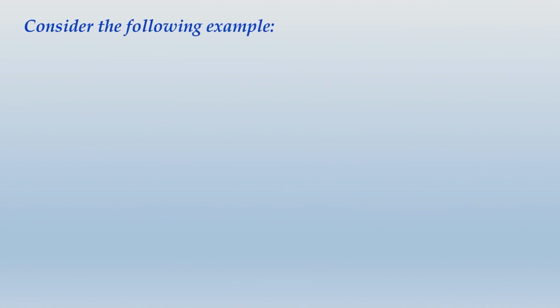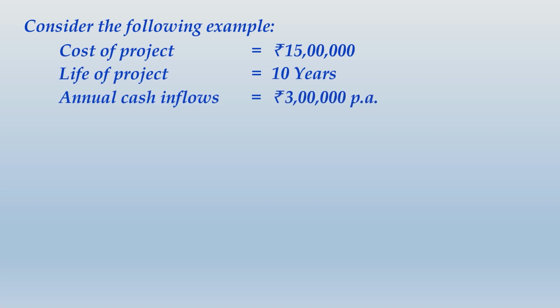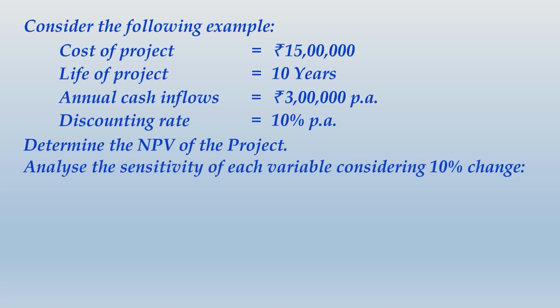Consider the following example. Cost of the project is 15 lakhs. Life of the project is 10 years. Annual cash inflows are rupees 3 lakhs per annum. Discounting rate is given as 10% per annum. Determine the NPV of the project and analyze the sensitivity of each variable considering 10% change.